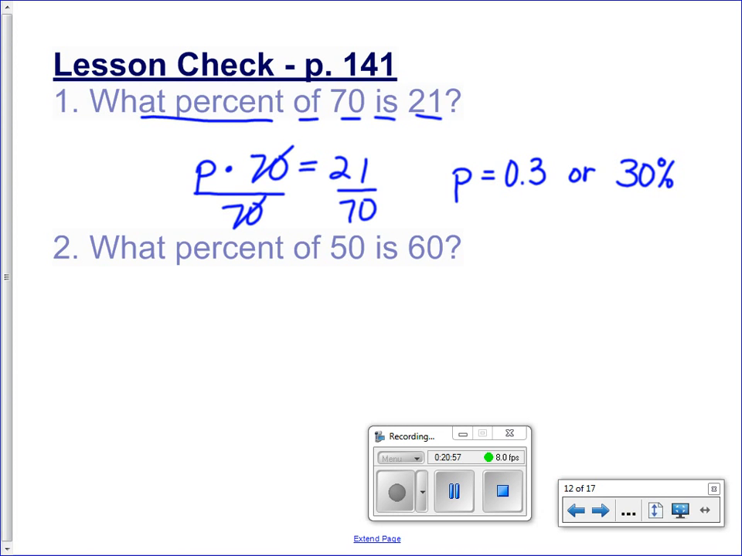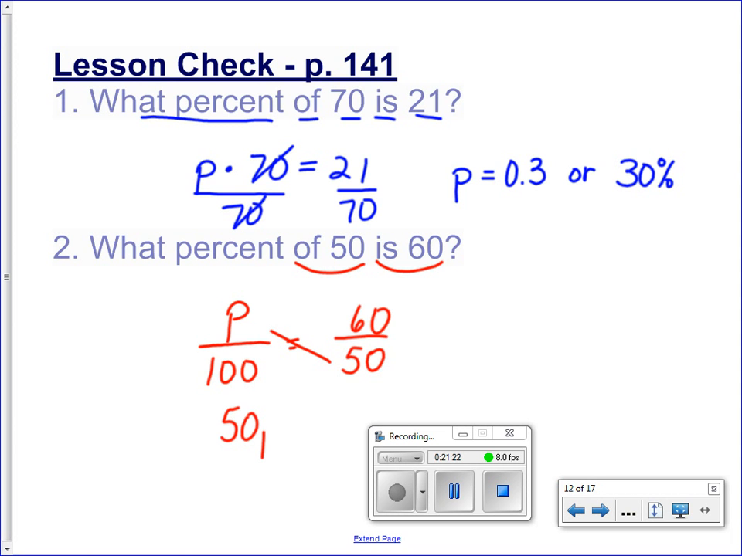All right. Number two, we'll use a proportion to solve this one. What percent can be written as P over 100 equals of 50 is our base, is 60 is our part. And then let's cross multiply. 50 times P is 50P. On the other side, we have 100 times 60. All right. Multiplying that out, we have 50P equals 6,000.